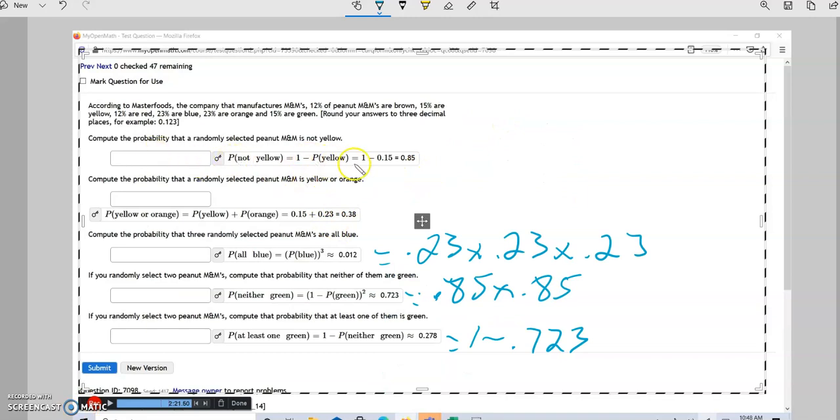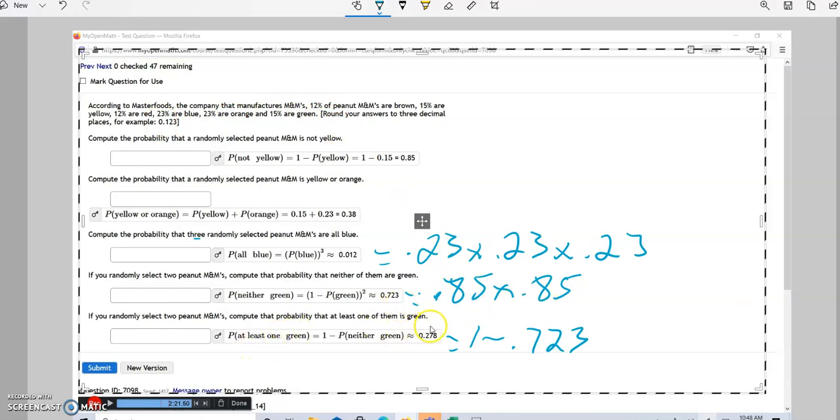Okay, first one's pretty straightforward. Is not yellow, since 15% are yellow, that means 85% are. Remember, they want the answers in decimal form though. So 85% aren't yellow; for orange, just add them up. All blue: if 23% are blue, you multiply, there's 3 of them, so 0.23 times 0.23 times 0.23. That neither of them are green, since 15% are green, 85% are not. So 0.85 times 0.85, you get 0.723.